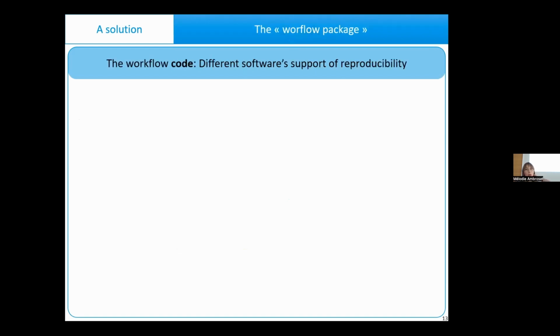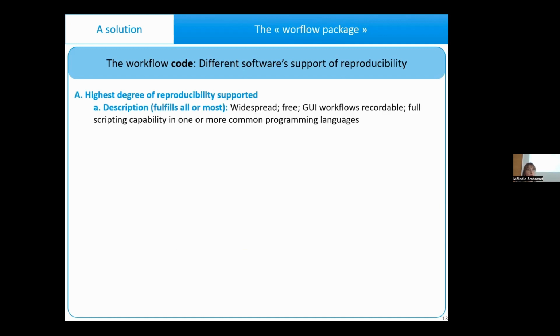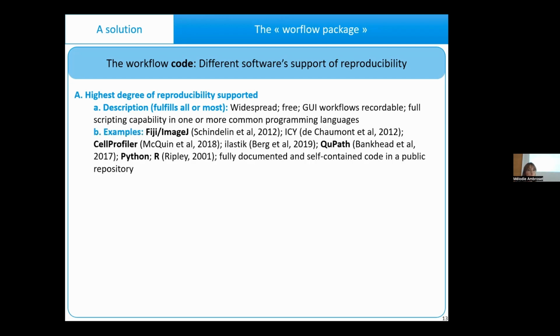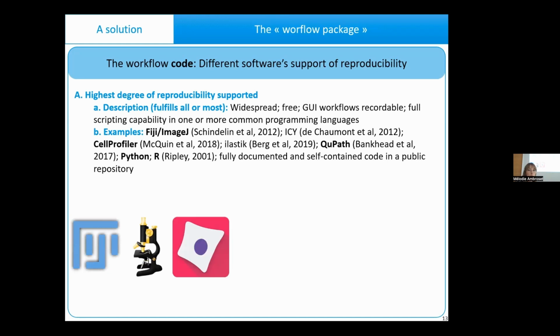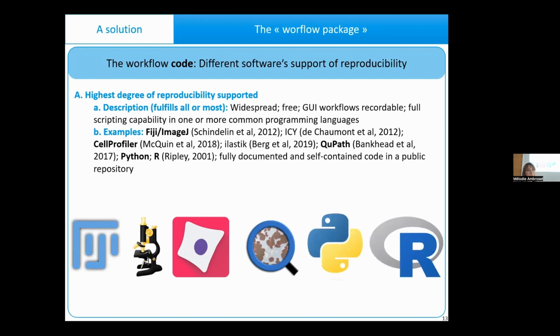For the workflow code, you have different softwares that support reproducibility a little bit differently. Some softwares have the highest degree of reproducibility, and those are widespread. They are free. They have GUIs that allow the recording of your workflow, and they have full scripting capability in 1 or more common programming languages. Example softwares are Chili, Self-Profiler, QPath, or for the more programmers of us, Python or R.